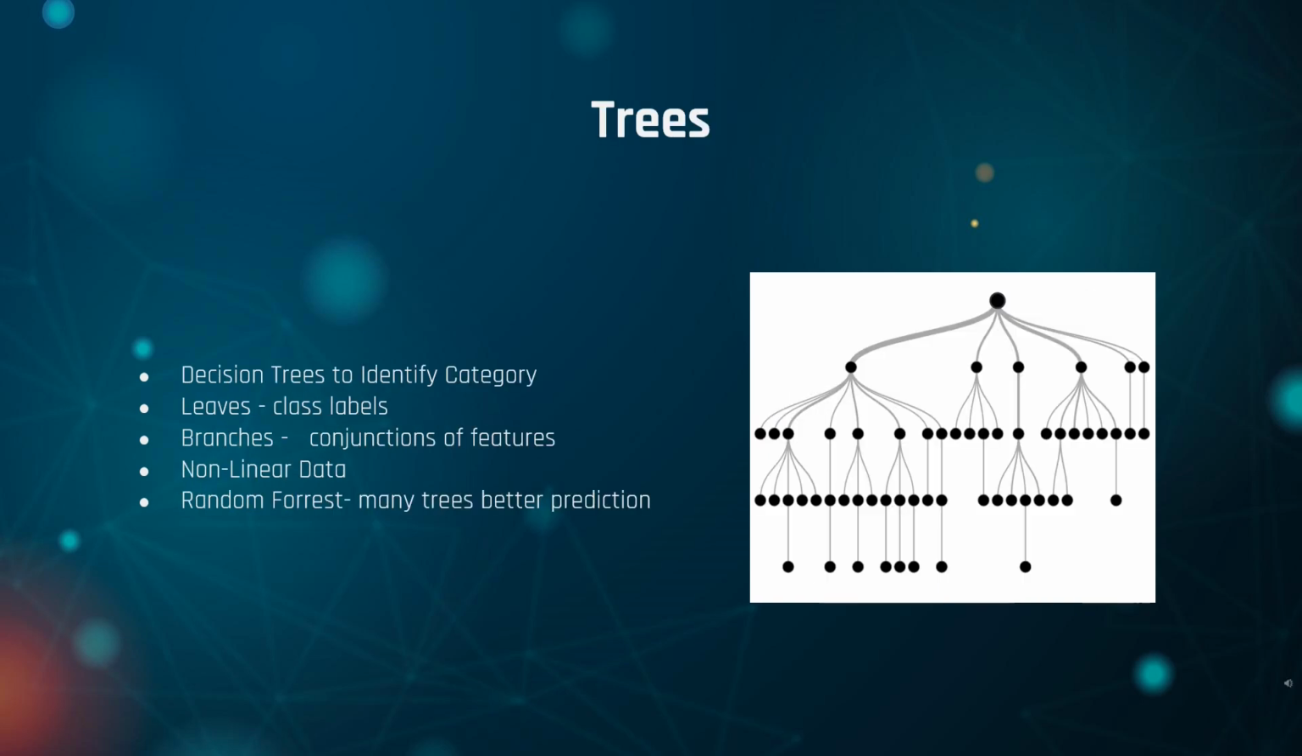Let's talk about trees. Tree-based learning uses a decision tree as a predictive model to go from observations about an item that are represented in the branches to conclusions about that item's target value that is represented in the leaves. Tree models where the target variable can take a discrete set of values are called classification trees, which would be useful in our case. In these tree structures, leaves represent the class labels and branches represent conjunctions of features that lead to those class labels. In decision analysis, a decision tree can be used to visually and explicitly represent decisions and for decision making.